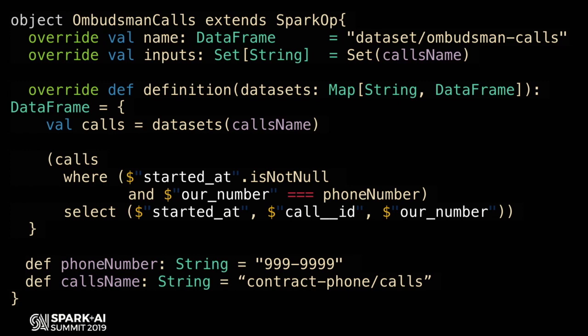So he defined the name of the dataset. He said that the inputs are just one dataset in this case, all the calls that were being made to Nubank. And he defined the definition function. The only thing that he needs to do is use the DataFrame API, and the DataFrame API looks very similar to a normal SQL query. He's just filtering out all the calls that don't have the expected number, in this case 99999. And the business analyst did this in 30 minutes, just following a playbook.